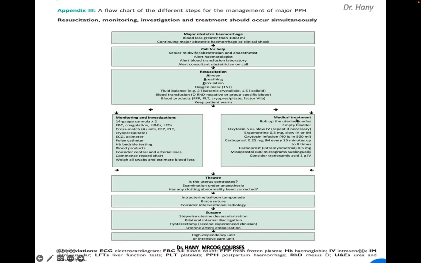And the treatment. The first medical treatment: uterine massage, empty the bladder, oxytocin 5 IV which can be repeated, ergometrine if the patient is not hypertensive, oxytocin infusion if there is atony, carboprost, but if the patient is asthmatic, I will omit the carboprost and go for misoprostol. Is misoprostol contraindicated in asthma? No. Carboprost, the Hemabate, is contraindicated in asthma. Misoprostol, no. Consider tranexamic acid 1 gram, yes.